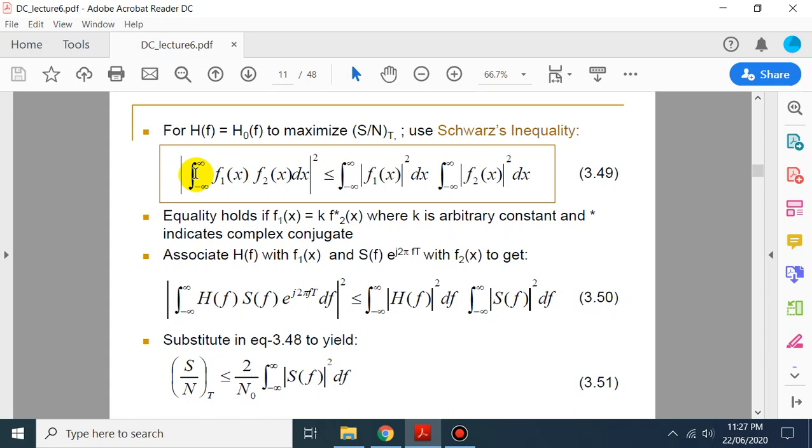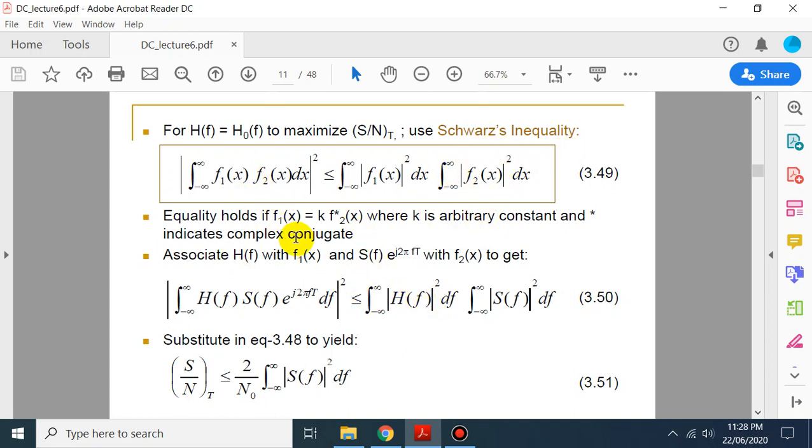It's going to be represented with this: whenever we have two functions multiplying together and integrating from minus infinity to infinity with the mod square here, that will be less than or equal to the integral of the mod of the first function squared, times the integral of the second function here. So we split them apart. This is called the Schwarz inequality as well.